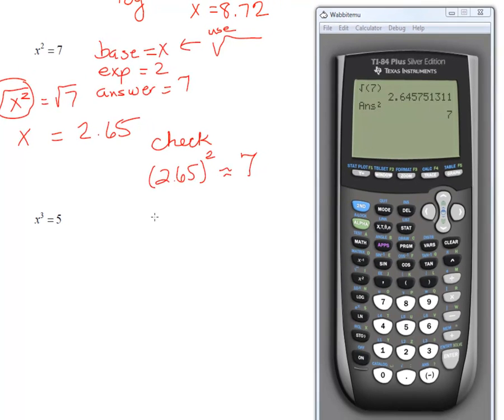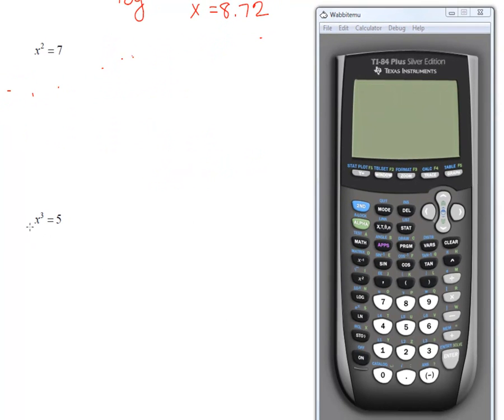All right, let's look at our next problem. This problem again has the variable as the base, so the base is x, but this time our exponent is 3 and our answer is 5. So we want x cubed equals 5. What number do we cube to get 5? Because our variable is in the base, we're going to use a radical, and this time we're going to use a cube root. Since we're cubing, we'll use a cube root.